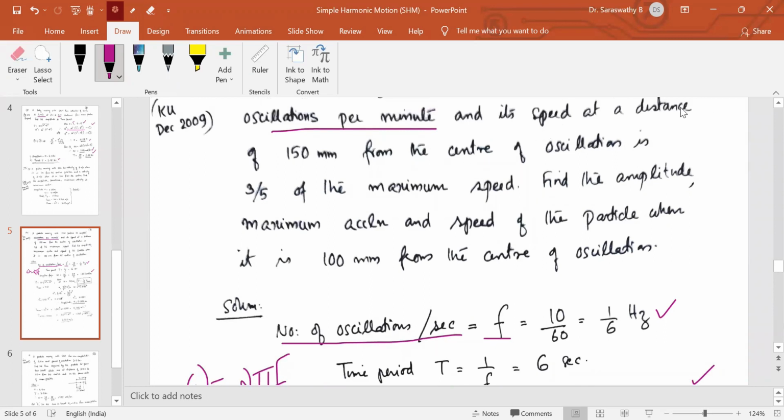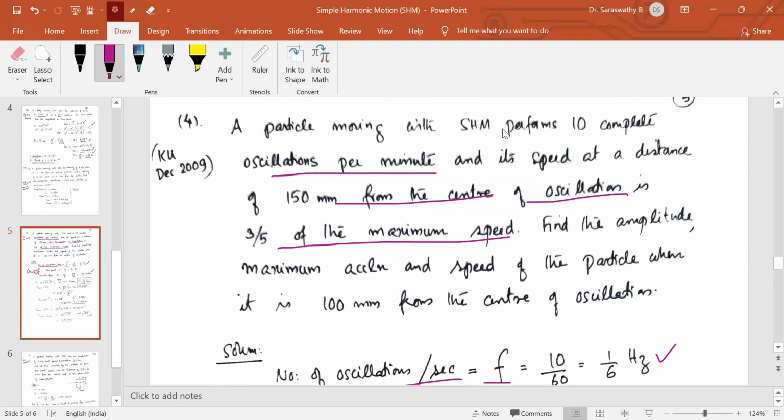The speed at a distance of 150 millimeter from the center of oscillation is 3 by 5 of maximum speed. Given a particle is performing simple harmonic motion, 10 oscillations per minute. From that we got the number of oscillations in 1 second, and we have got the time period. Find the amplitude, maximum acceleration, and speed of the particle when it is 100 mm from the center of oscillation.